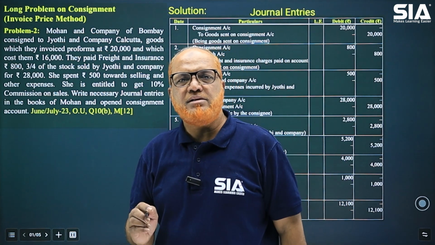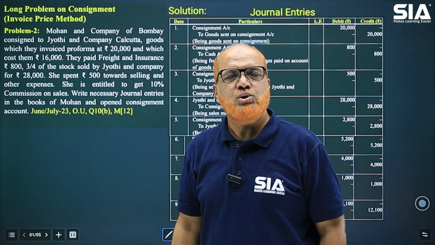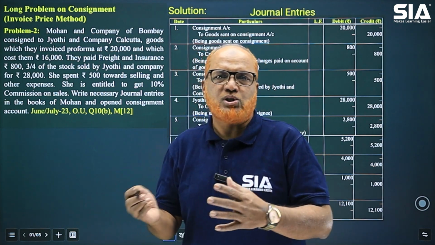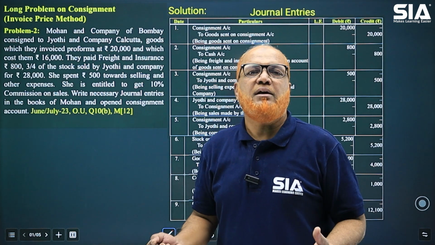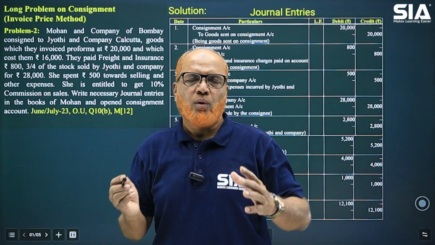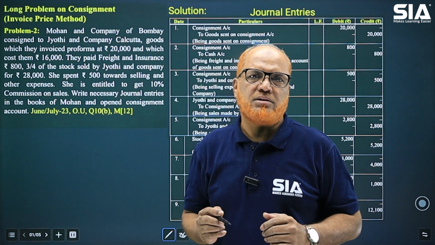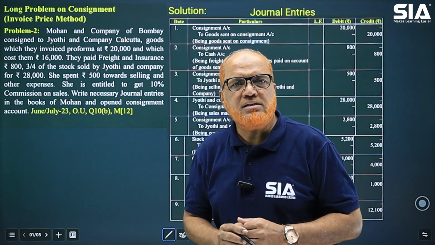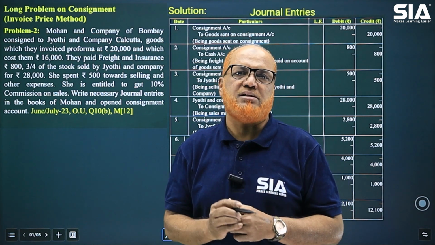Now presently I'm discussing the topic consignment. So many classes I have taken. I have explained the problems on cost price method and invoice price method. Normally they will ask the problem to prepare the consignment account, goods sent on consignment account, and consignee's account in the books of the consignor. But once they have asked a problem where it is asking you to write the journal entries.